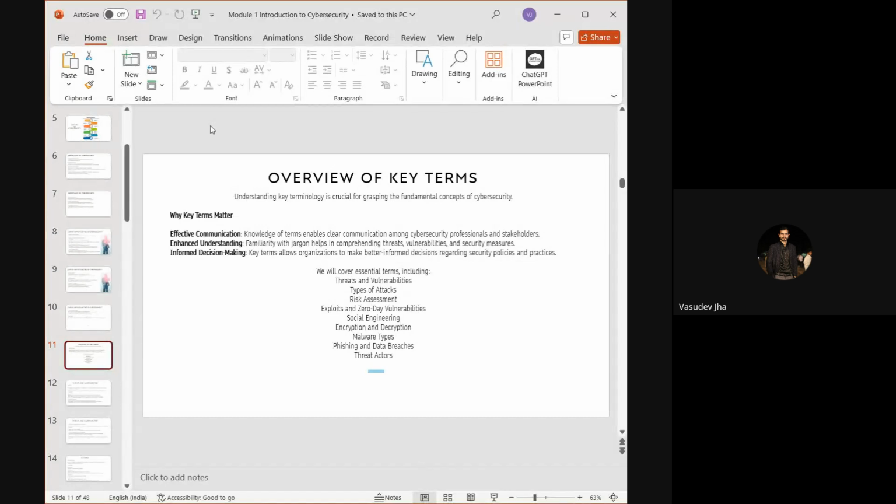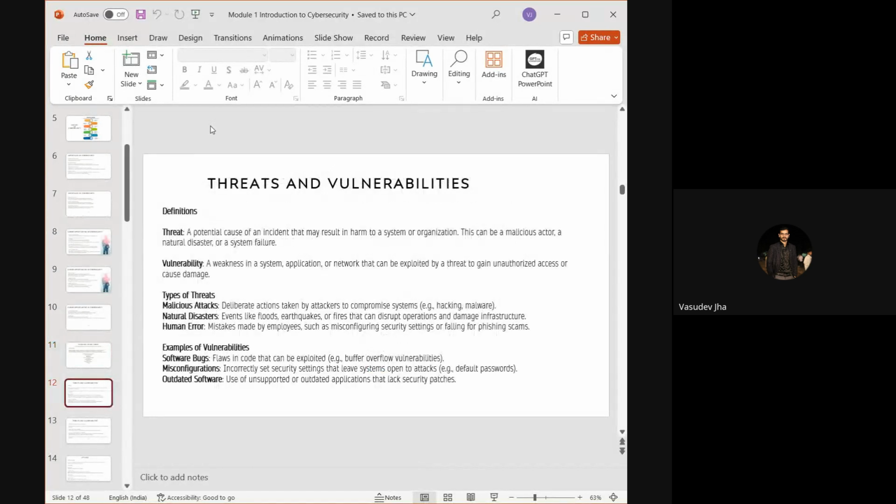So first we have threat. Can anyone explain what a threat is? Yes, anyone, what is a threat? Sir, potential damage that can occur when we exploit a vulnerability. Yeah, very correct.